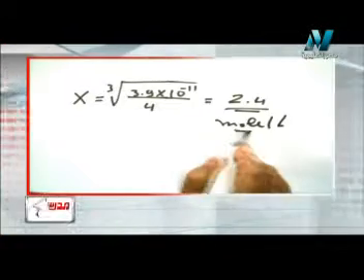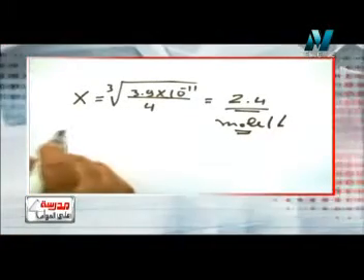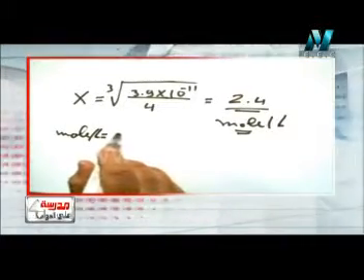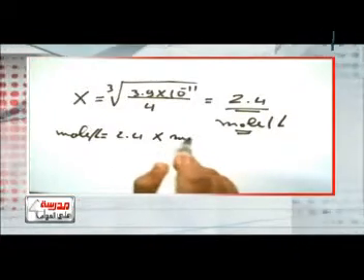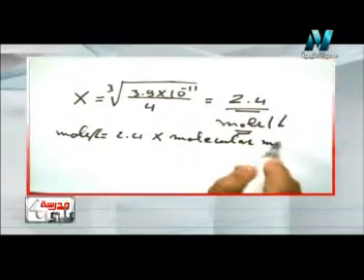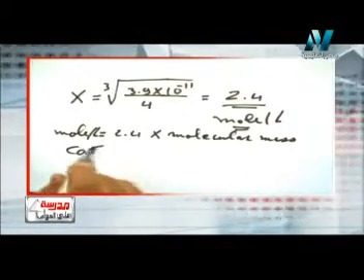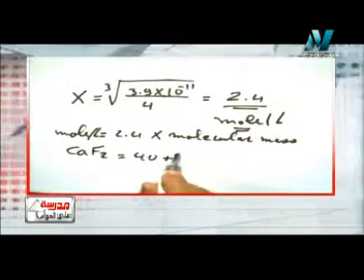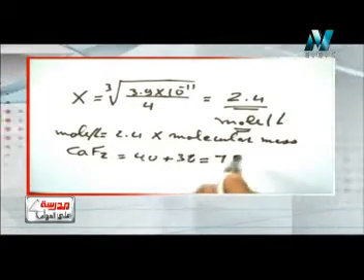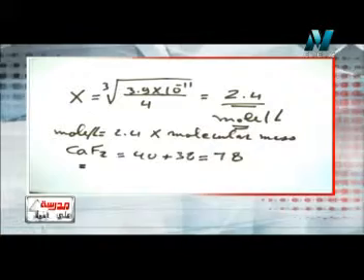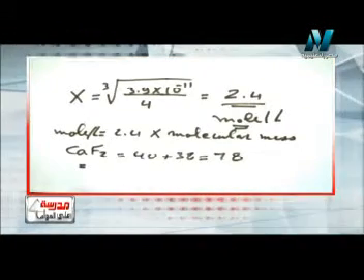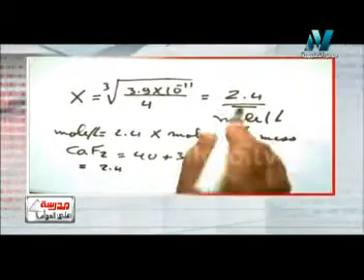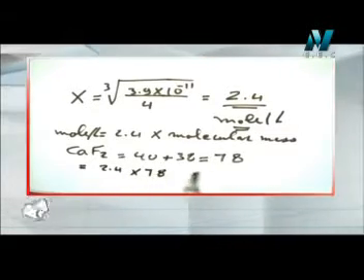So we must convert mole into gram. In order to convert mole per liter into gram per liter, the value 2.4 times the molecular mass. The molecular mass of calcium fluoride equals 40 plus 2 fluorine, 38. It will be 78. So the degree of solubility of calcium fluoride in gram per liter will be 2.4 times 78 gram per liter.